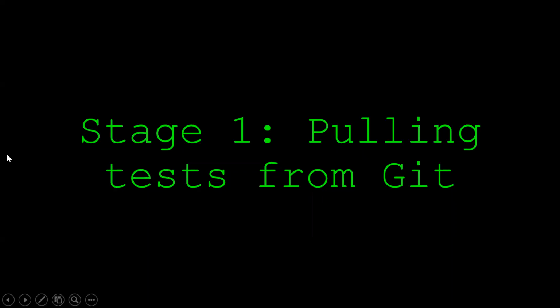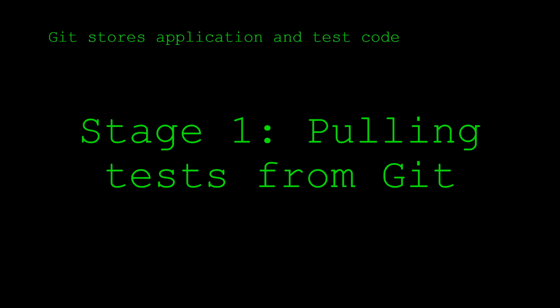Step 1 is making sure both my application and my test code are under version control. And in this example, it's really just test code, because my application is already running somewhere on the internet. But my test code is stored in Git, and is accessible via GitHub.